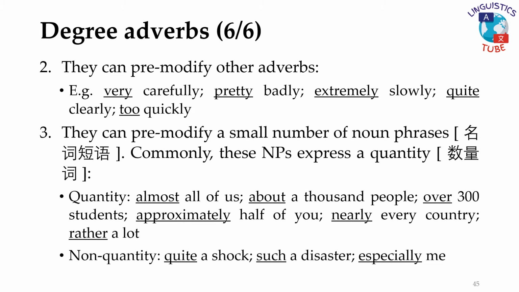Here are a few examples of both quantity and non-quantity noun phrases. Almost all of us, about 1,000 people, over 300 students, approximately half of you, nearly every country, rather a lot. And finally, quite a shock, such a disaster, especially me. You can see in the last example that the adverb is modifying a pronoun, which is a type of noun phrase.